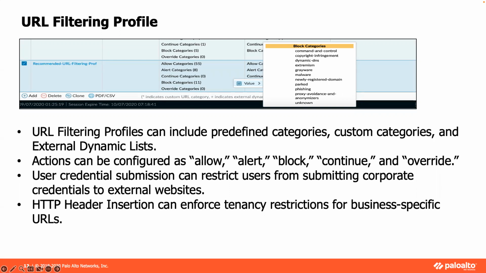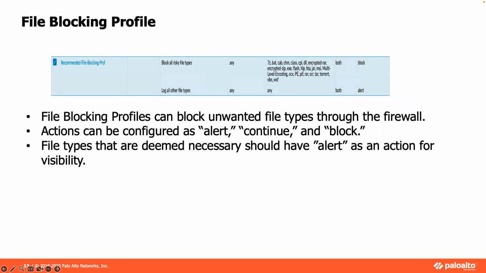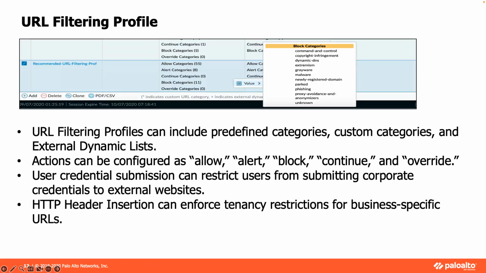We have several dozen different categories that we can use to categorize billions of different websites throughout the world. And we have the ability to block, allow, or alert on these different website types. There's even a couple of other interesting actions we have.